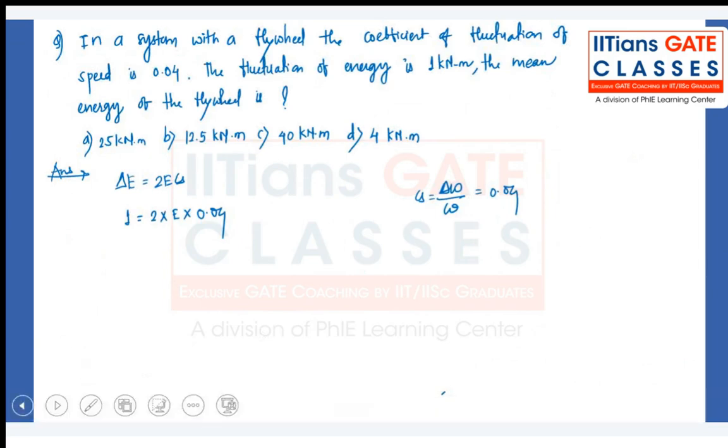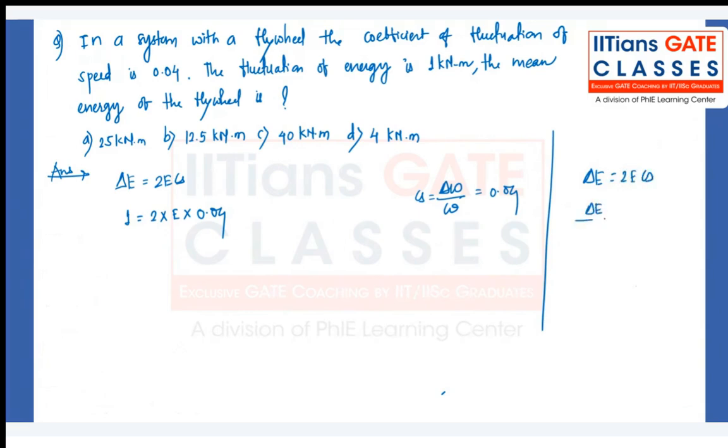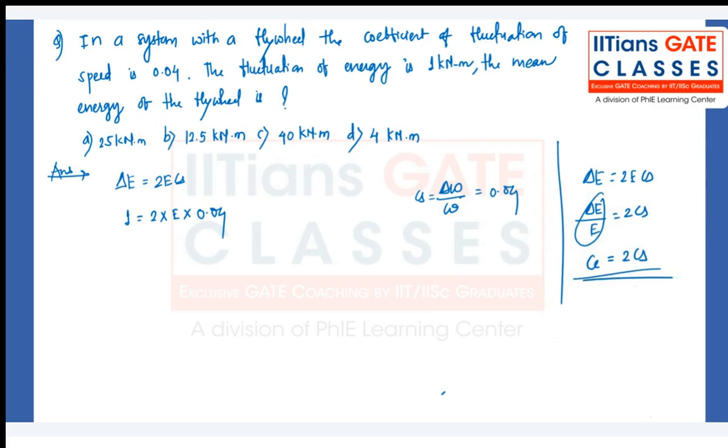Let me explain the formula here. Delta E is equal to 2 E Cs. Sometimes they'll say delta E by E is equal to 2 Cs, where delta E by E is Ce, the coefficient of fluctuation of the energy, equal to 2 times the coefficient of fluctuation of the speed. This is also something you should know. So from this, the value of E will be 12.5 kilonewton meter, so option B is correct in this case. Quickly write it down.